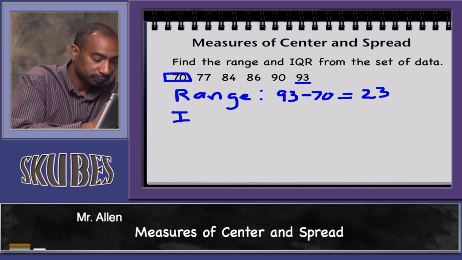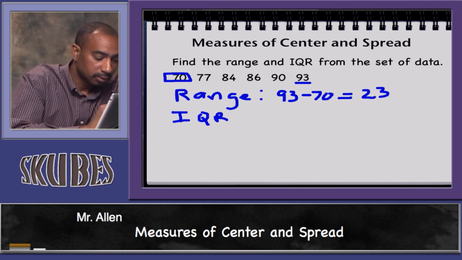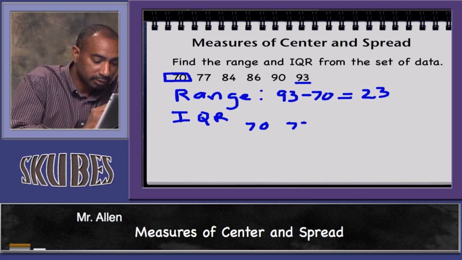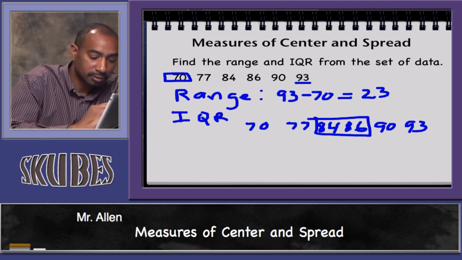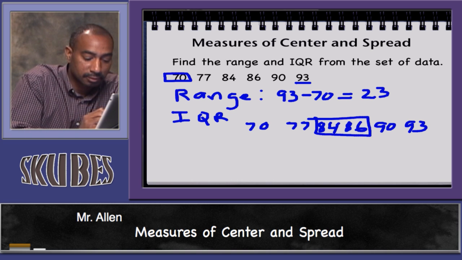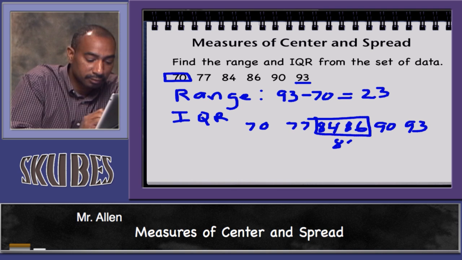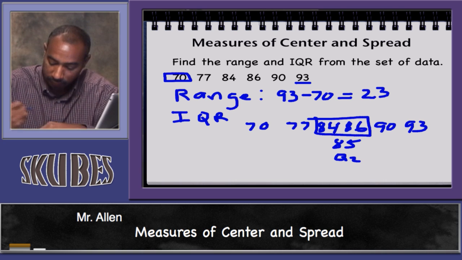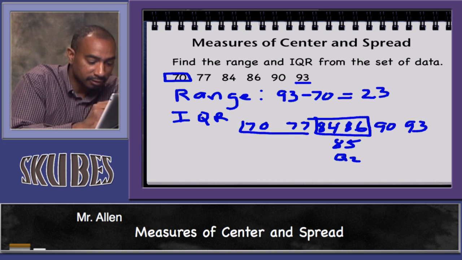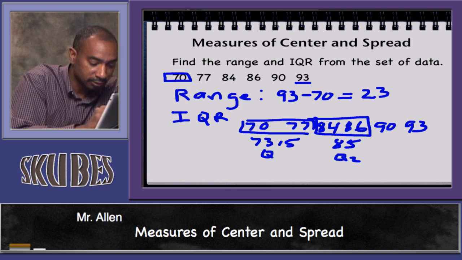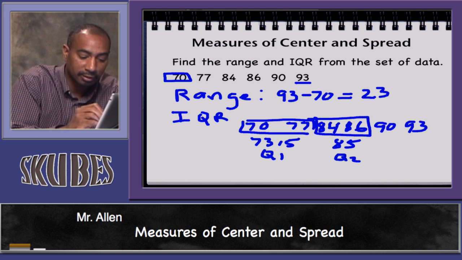And the IQR, all right, well, we have 70, 77, 84, 86, 90, 93. Remember, this is an even set of numbers. So you have to take the average of the middle two numbers. And from the previous example, we know this is 85. So that's our second quartile. But in this case, you're going to have to take the average of the rest of these. So you're going to take the average of 70 and 77. And if you do that, you're going to get 73.5. That'll be our first quartile. You're going to take the average of 90 and 93.